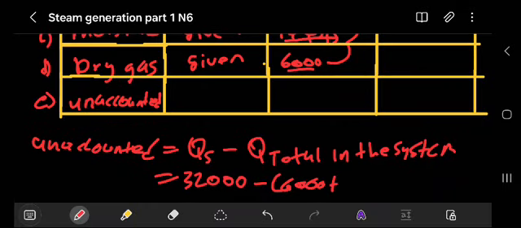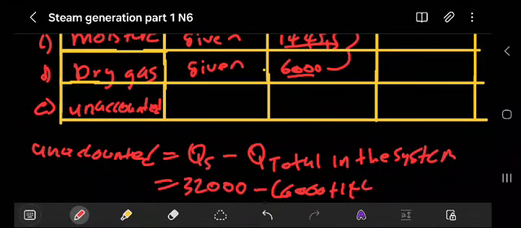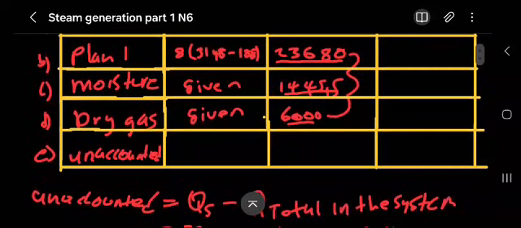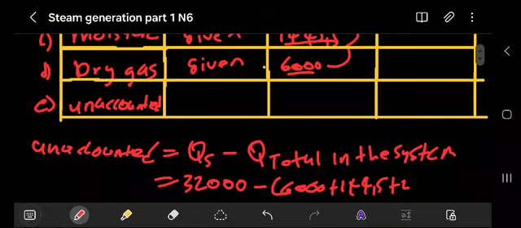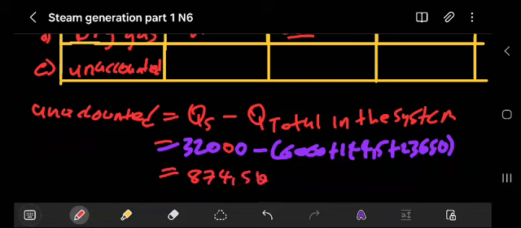So you add 6,000 plus 144.5 plus 23680, 2368. Then you'll find the unaccounted. If you punch this on a calculator, now unaccounted will be 874.5, right? Remember this in kilojoules.